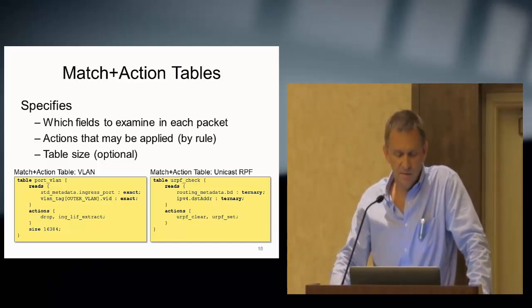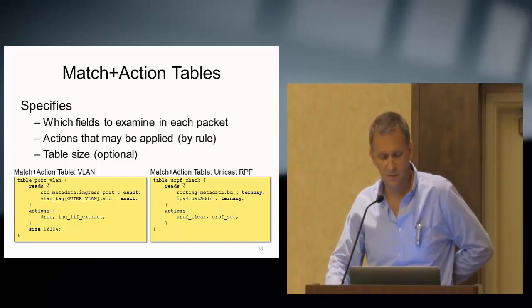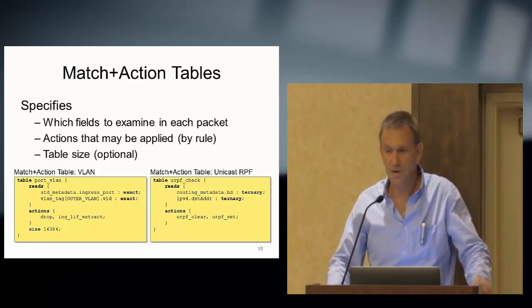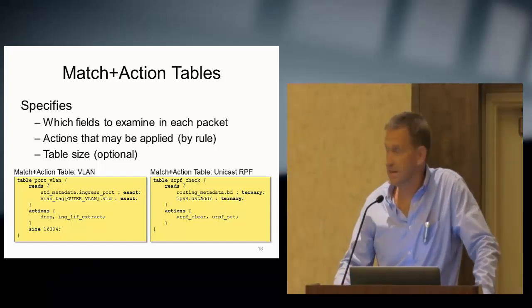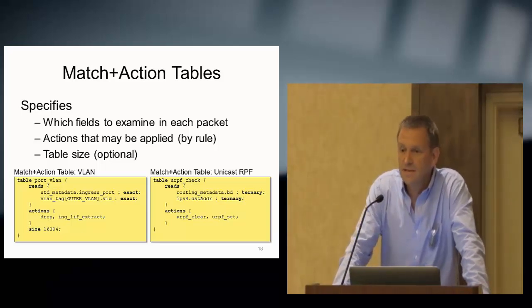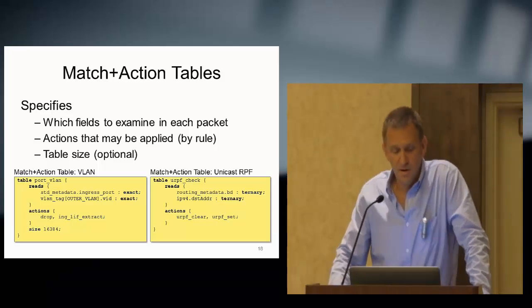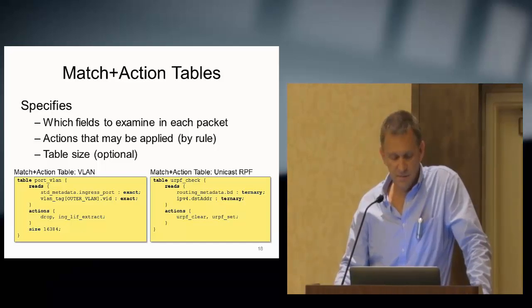In this case, the match and action table for the VLAN. So first of all, you read, and that's the matching process. In this case, it's an exact match. You can see on the right-hand side, on a couple of the ports, these are the set of actions that you might perform that a rule would be allowed to call upon, those actions being drop or extract the ingress logical interface.